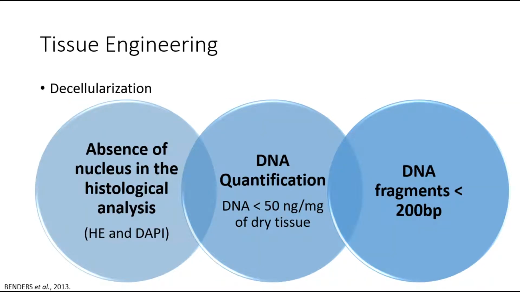To determine whether the decellularization method is efficient, certain criteria must be observed: absence of cell nucleus in the histological analysis with hematoxylin and eosin or with DAPI, DNA quantification less than 50 nanogram per milligram of dry tissue, and DNA fragments less than 200 base pairs.